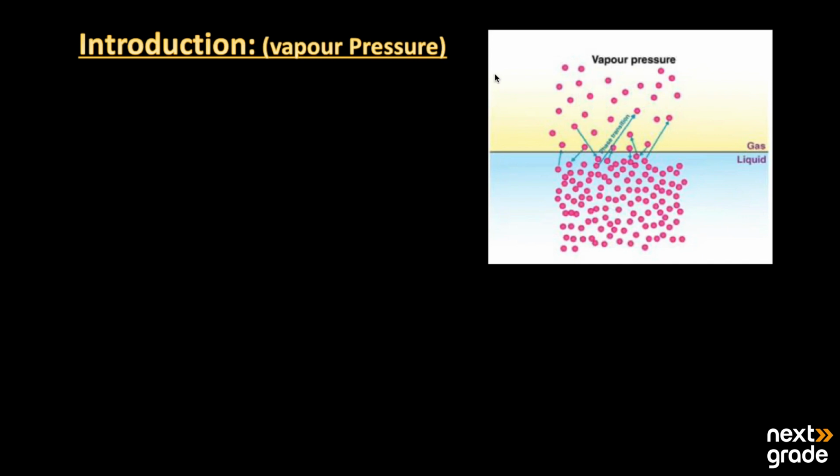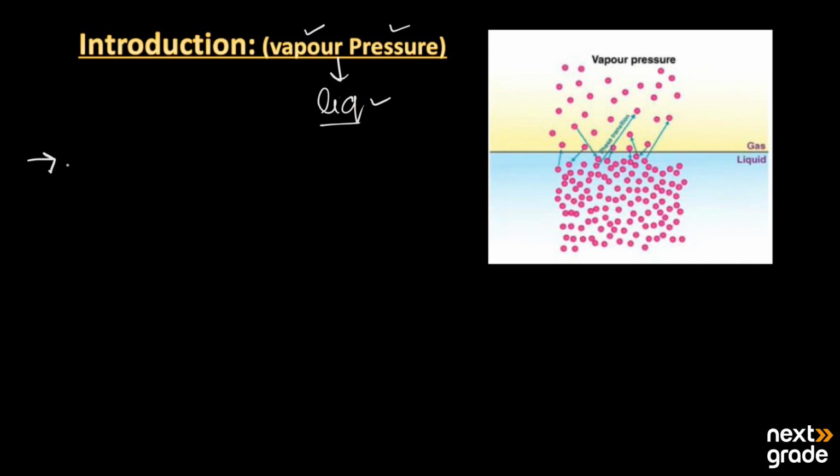Today we have the topic that is vapor pressure. Mainly, vapor pressure is a property of liquids. Now, what does vapor pressure mean? As the name shows, it is related to vapors, and it may be the pressure of the vapor. So how can we define that?